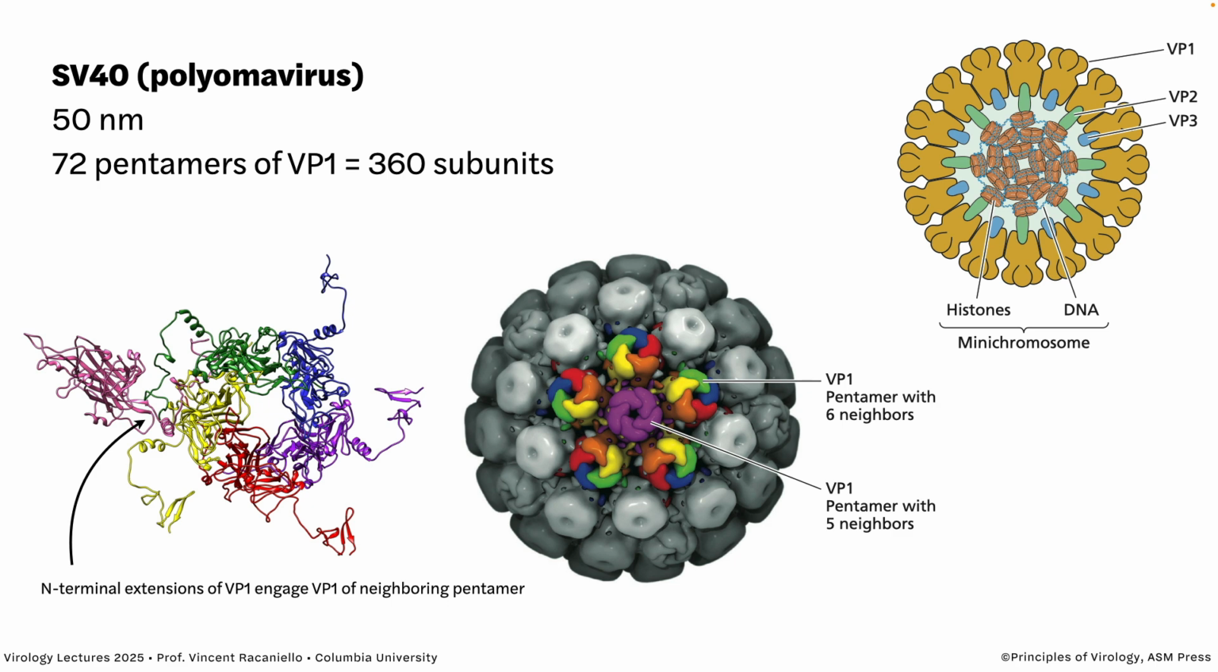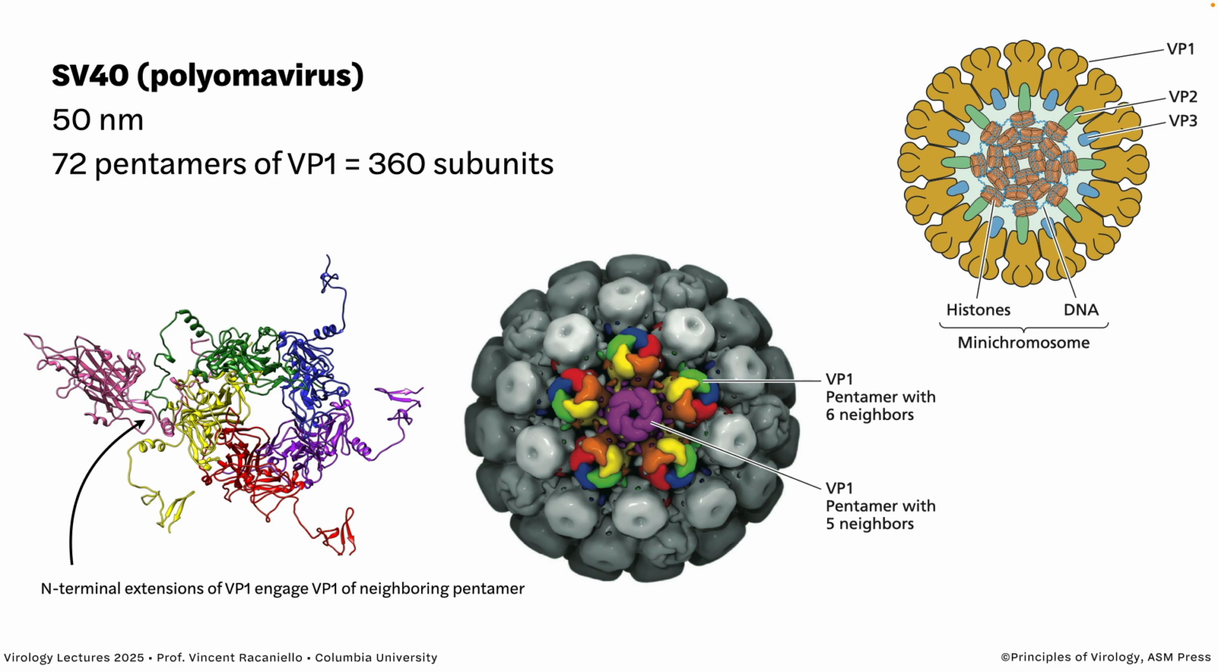Here's how you build the virus particle. And again, you have pentamers and hexamers. Here is a VP1 pentamer with 5 neighbors, 1, 2, 3, 4, 5. And this would be a VP1 pentamer with 6 neighbors, 1, 2, 3, 4, 5, 6. So it's a little confusing because the structural unit is a pentamer, and then the pentamer can be found in 5-fold and 6-fold environments. Okay, that's where the confusion occurs.